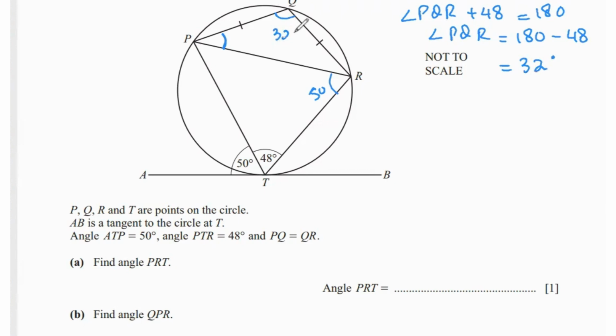So this is 32. Now to find QPR, we can see that PQR is an isosceles triangle. In an isosceles triangle, two lengths are equal and the opposite angles are also equal. So this is equal to this. And we will do for QPR 180 minus 32 divided by 2. The sum of angles for a triangle is 180. So 180 minus 32 divided by 2 gives us 24 degrees. And that's your answer.